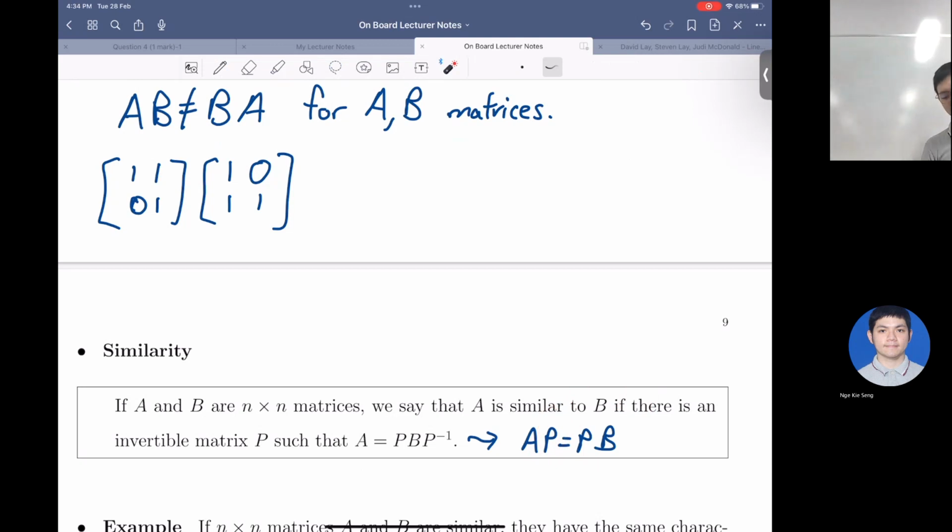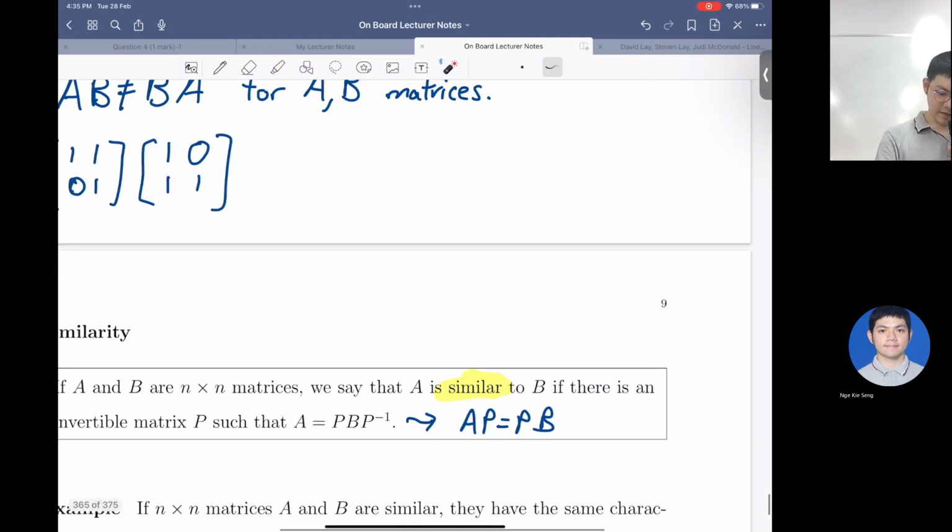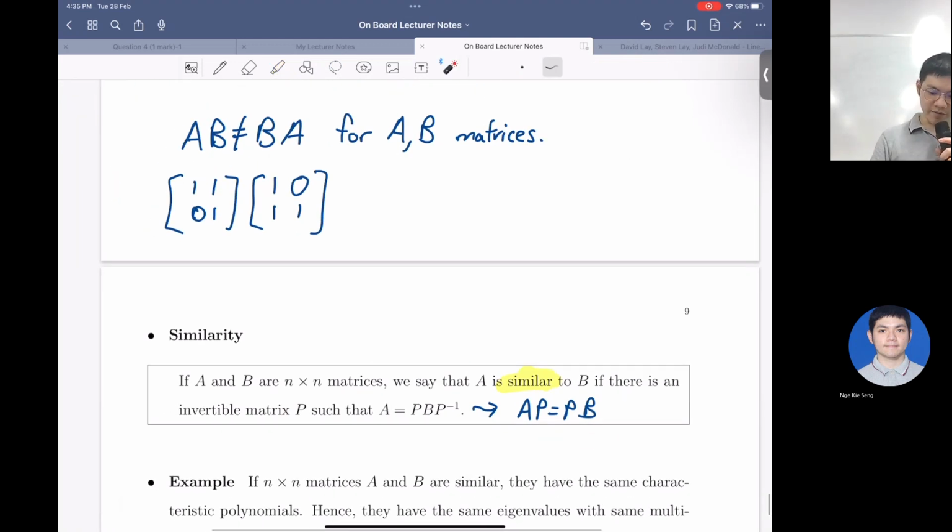Or sometimes, in group theory, we say A is conjugate to B. So you conjugate by P and P minus 1 on both sides. Sometimes we say conjugate, but for now, you can memorize "similar". So A and B are similar if there exists an invertible P such that A equals P B P minus 1, with P inverse being the inverse of P. Or in other words, AP equals PB. So there's a B that replaces A.